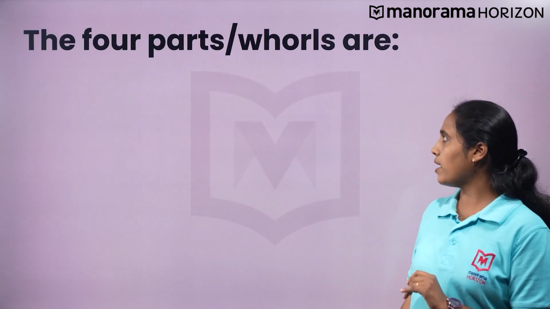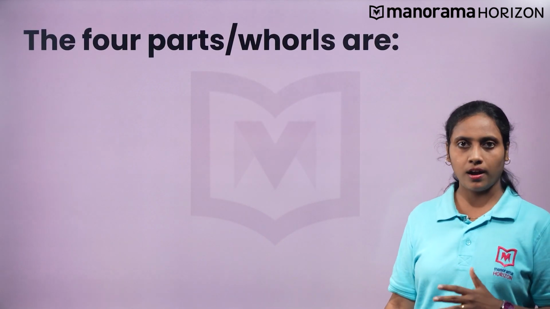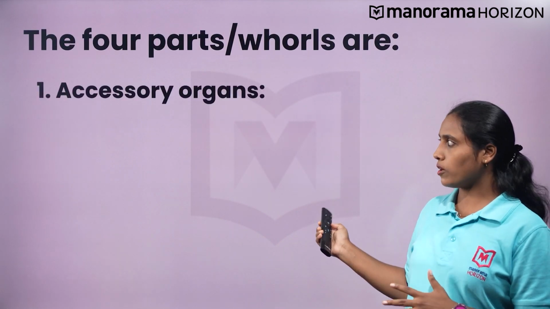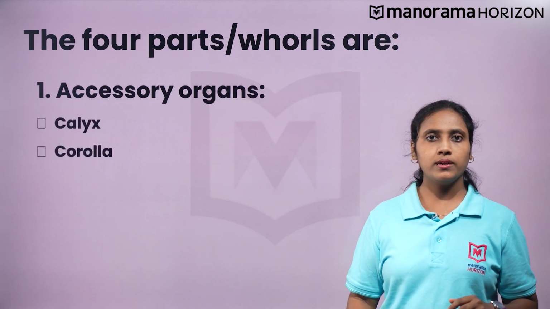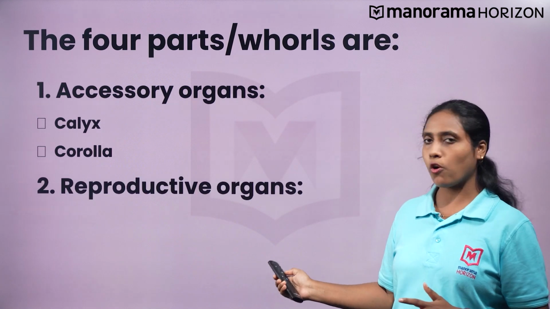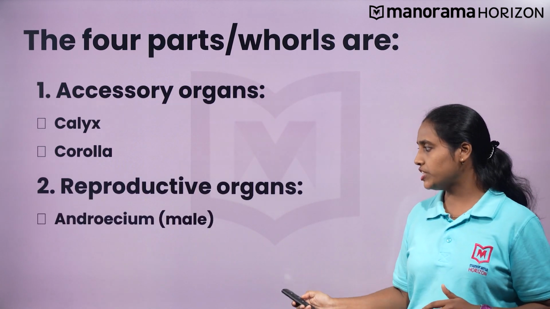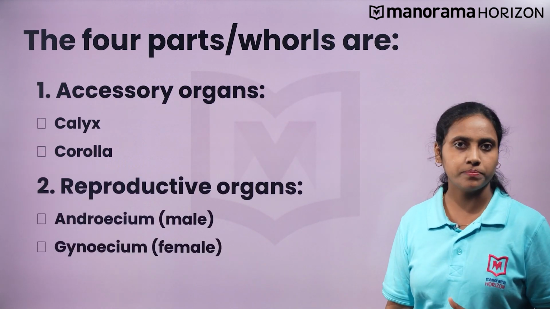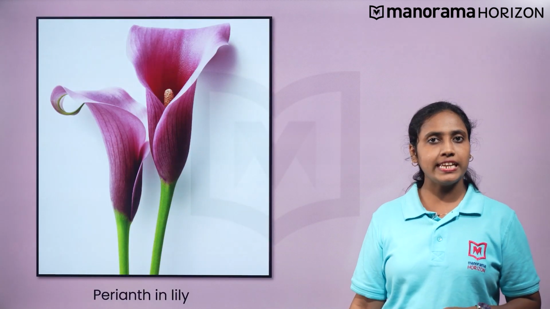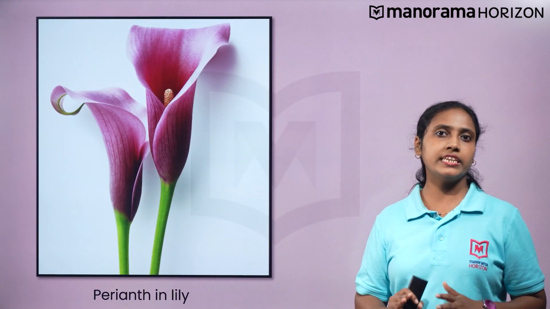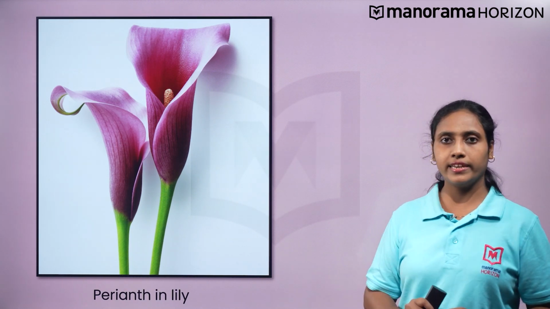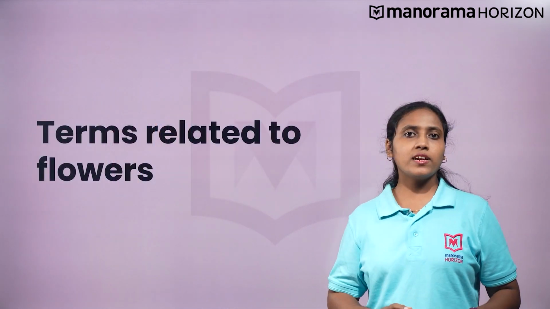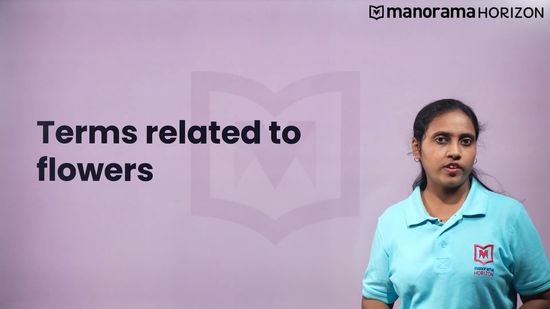The 4 parts or whorls of a flower are the accessory organs which contain calyx and corolla, whereas the reproductive organs contain androecium and gynoecium. Some flowers such as lily have no distinct calyx or corolla. Hence the term used here is perianth. There are many terminologies related to flowers.